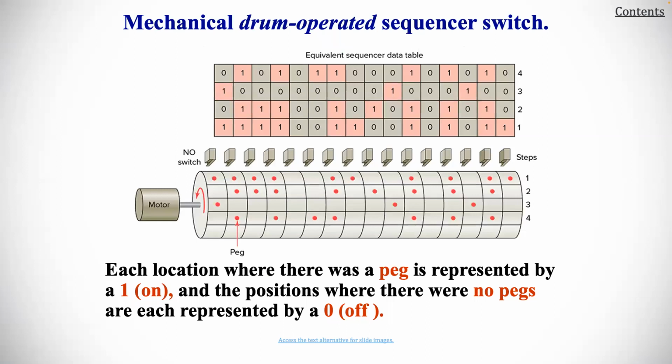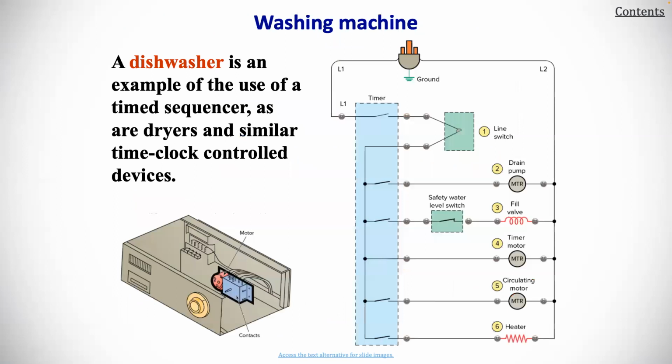In mechanical drum sequencer switches, each location where there is a peg is represented by a 1. The positions where there are no pegs are each represented by a 0. So this is an example, maybe something you've seen in a piano that has this kind of mechanism to determine which keys are going to be pressed. Maybe that's a context that you've seen. A washing machine and a dishwasher are examples of the use of a timed sequence, as are dryers and similar time clock controlled devices. And this is just giving an example of how that would look.